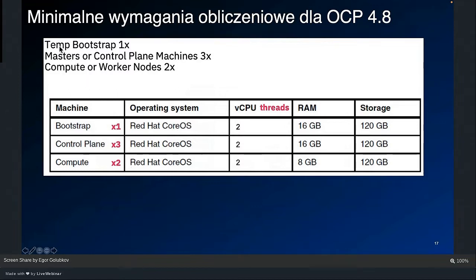At the same time, as I said, first the component is the temporary bootstrap machine, then we have the control plane machines, and the compute nodes. So there are three elements which need to be installed for the minimum configuration of Red Hat OpenShift. Then the operating system, of course, is CoreOS, which I've been talking about earlier. And then this column is important, because it shows how many threads, so how much computing power each element consumes.